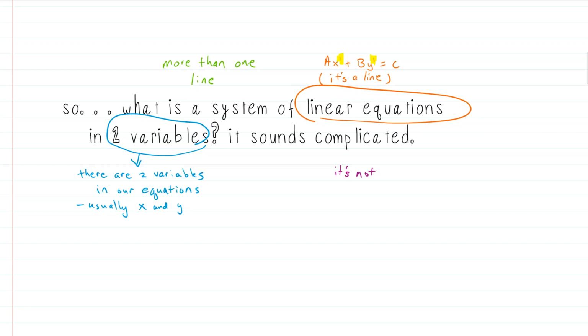So we will have generally two of these equations in each system. System just means we have more than one of them. So we generally have two. And these two equations in the system represent lines, and that's it. Really simple, right? So it sounds complicated, but it's not.